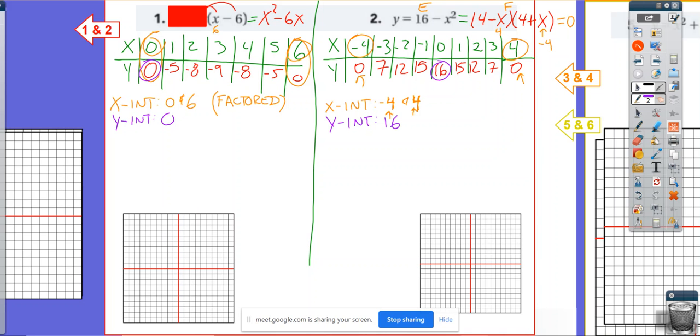Okay, so again, this is easier to see in the girls' equation than the boys' equation. Where do you see 16 in the equation? Is it the factored form or the expanded form? Expanded. It's the expanded form. So the y-intercept is always in the expanded form.